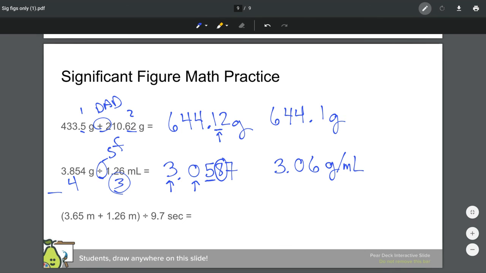All right, for the bottom one, the way you do mixed operations is you follow your same rules of what you do first. So I'm going to add first, but I need to apply the rule at the end of that addition before I move on to the division. So I would apply the rule, so I add those together, and I need 2 digits after the decimal because they each have 2. So I get 4.91, and I'm going to stay consistent with my units. Again, it's always good to track the units through, so 4.91 meters. And then divide that by 9.7 seconds.